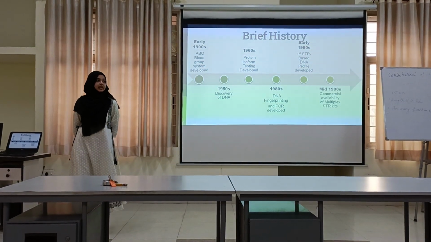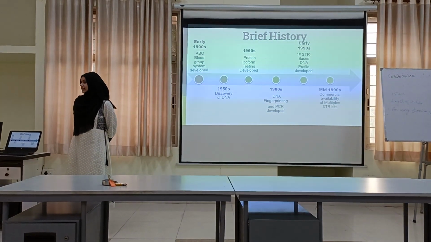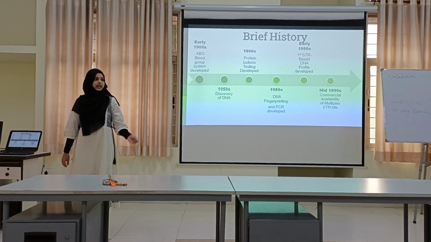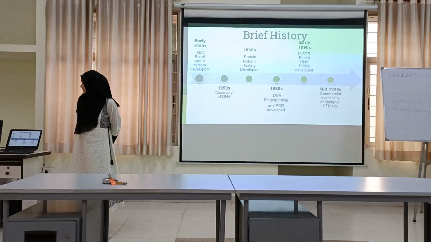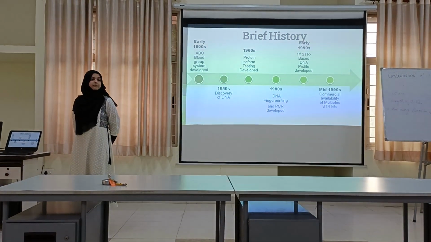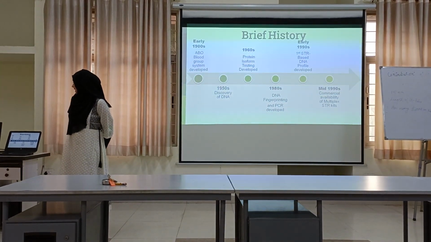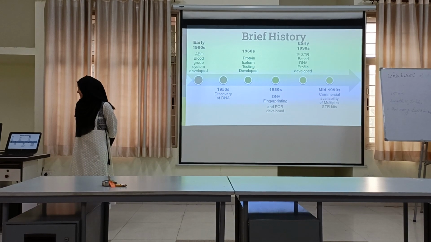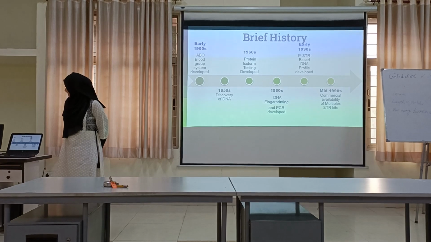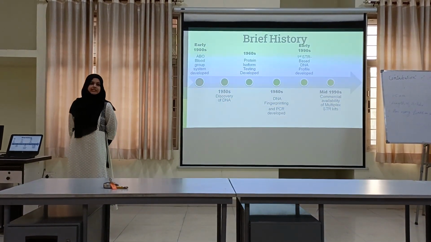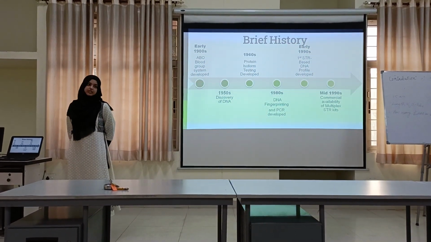Now, a brief history: what were the events that led to the discovery of DNA fingerprinting? As we know, humans have tried different ways of distinguishing people. The first attempt was the ABO blood group system, which was developed in the early 1900s. People were assigned different blood groups on the basis of the antigens. The other significant discovery was DNA, the discovery of DNA in the 1950s. A 3D model of DNA was given. Then there was protein isoform testing, which was developed in the 1960s. And finally, in the 1980s, DNA fingerprinting was developed.